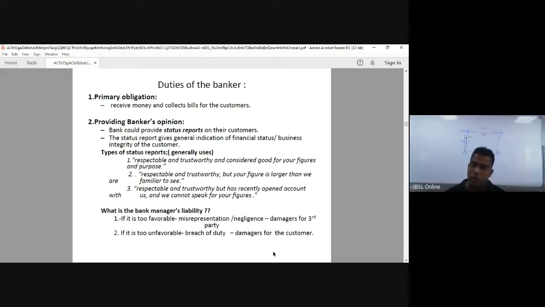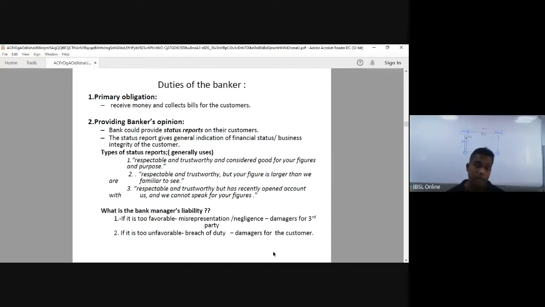Likewise, one day you might have to give an opinion on your customer. Remember, if you are giving an opinion, it has to be an opinion. It is not data, it is not account details, and it should not be figures. So what type of opinions can we provide? I have given here that the bank could provide status reports on their customers. The status report gives a general indication of the financial status and business integrity of the customer. That is the opinion that you can give.